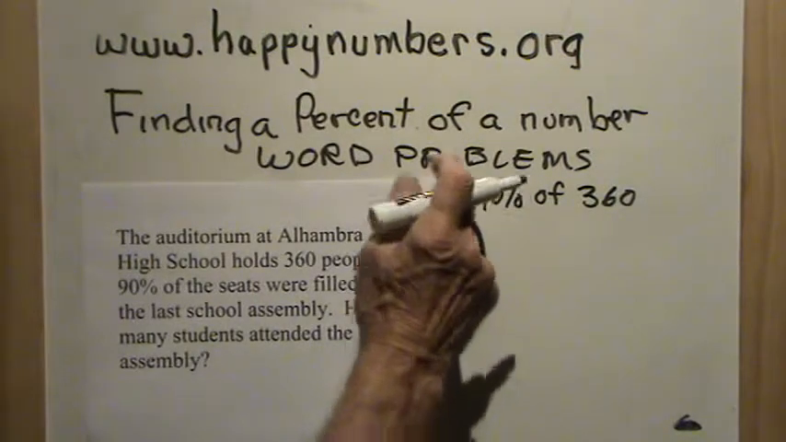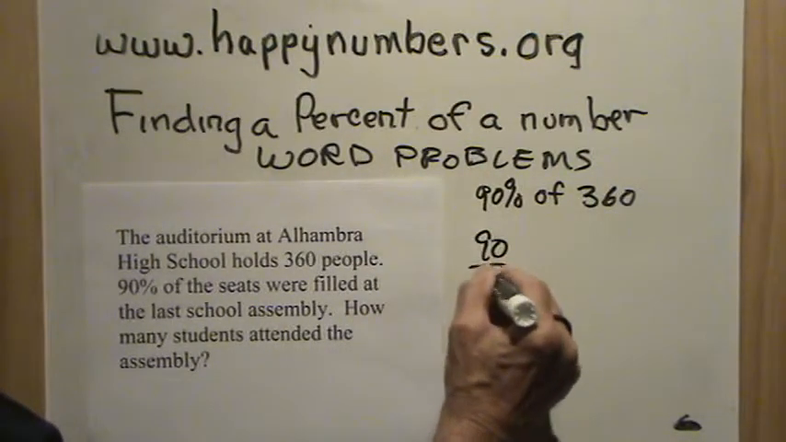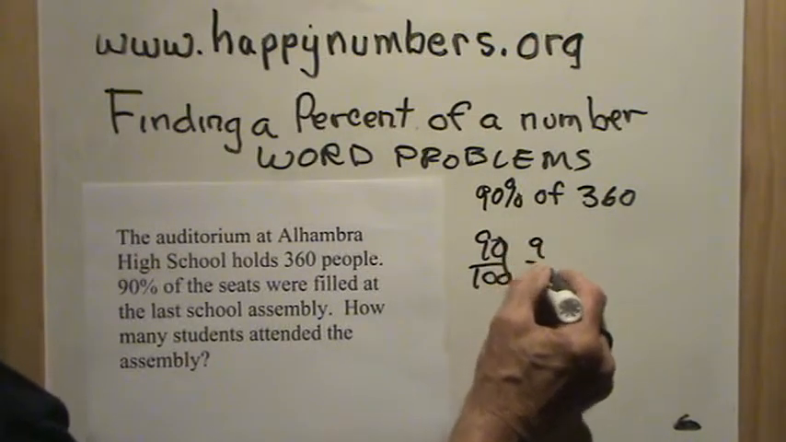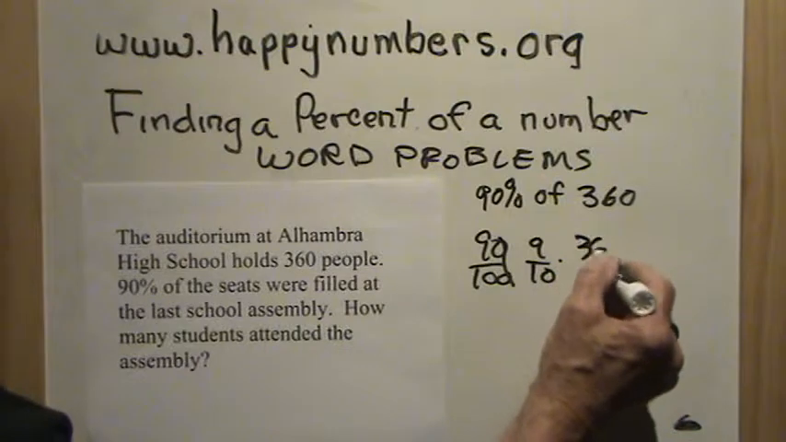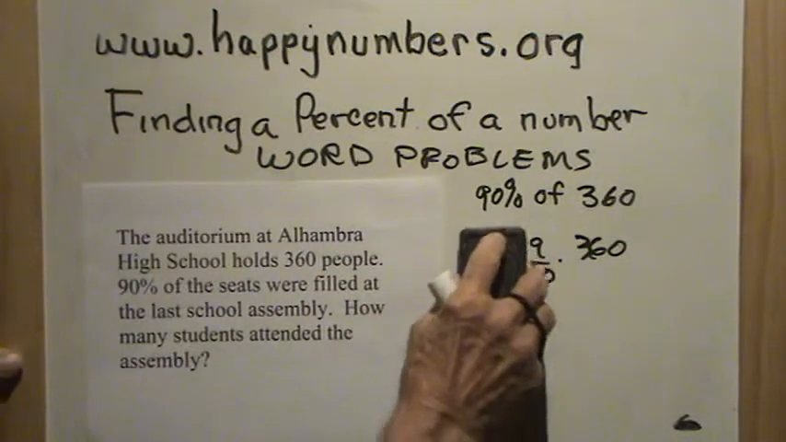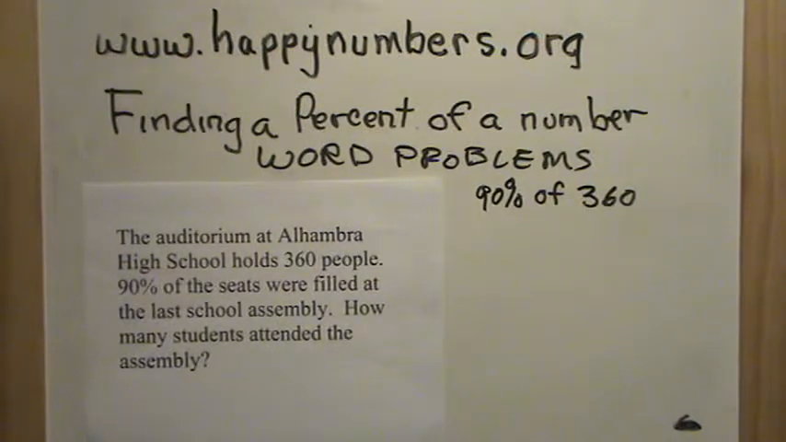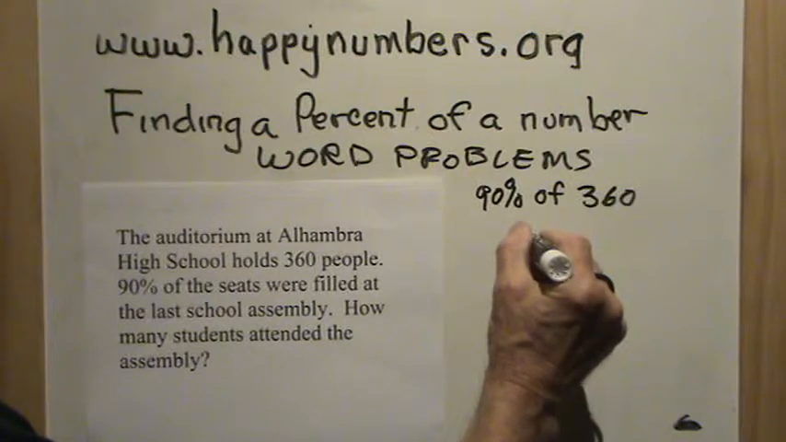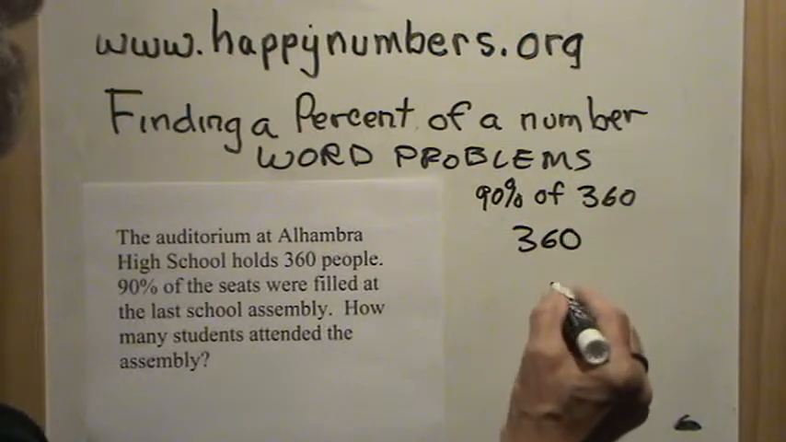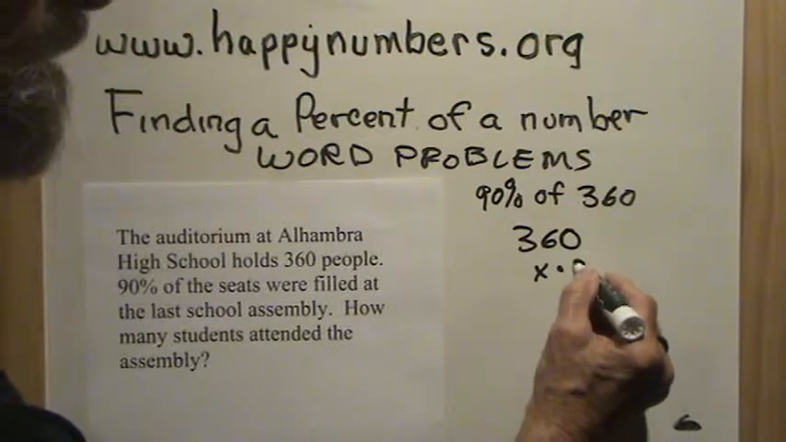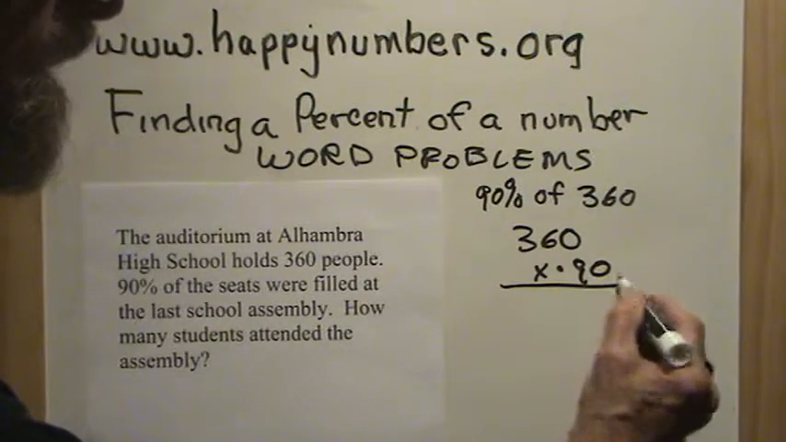Well, we could change it into a fraction and then get 9/10 times 360, but those are yucky numbers. A simpler way for me is to use the decimal method. Change this to a decimal, so we move 2 places. So we have 360 times, and since we have the 0 there, we can just put the 0 like that.